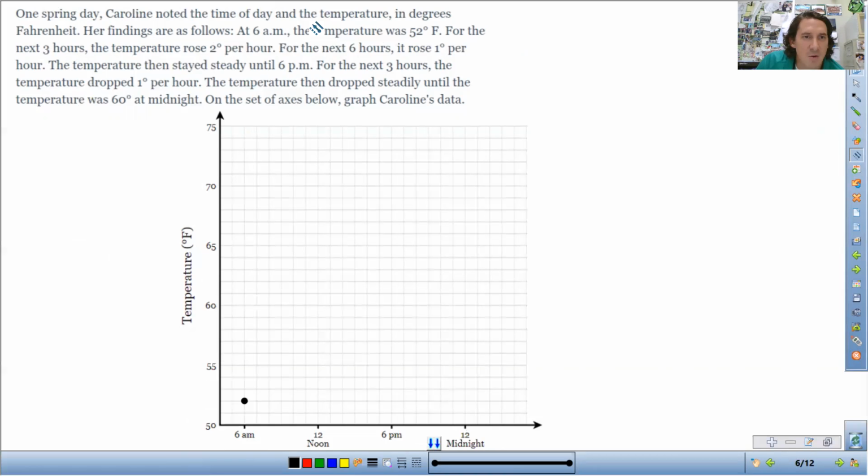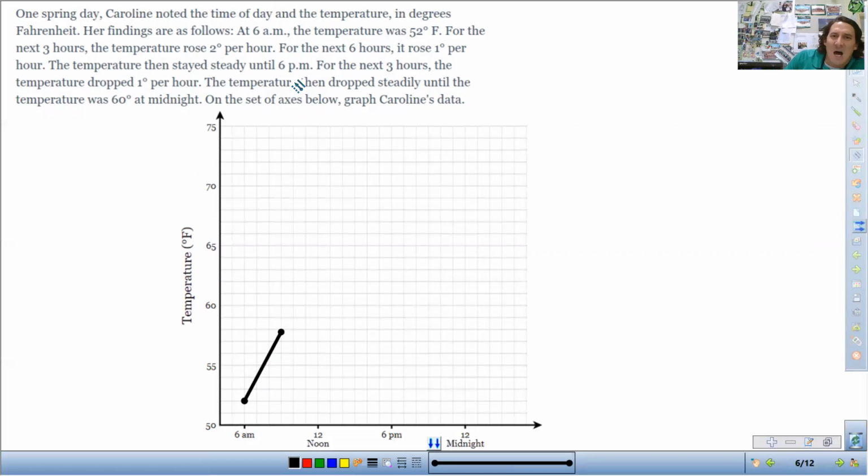For the next 3 hours, the temperature rose 2 degrees per hour. So for 3 hours, so 1, 2, over 1 hour, 2 more degrees, over 1 hour, 2 more degrees, over 1 hour.